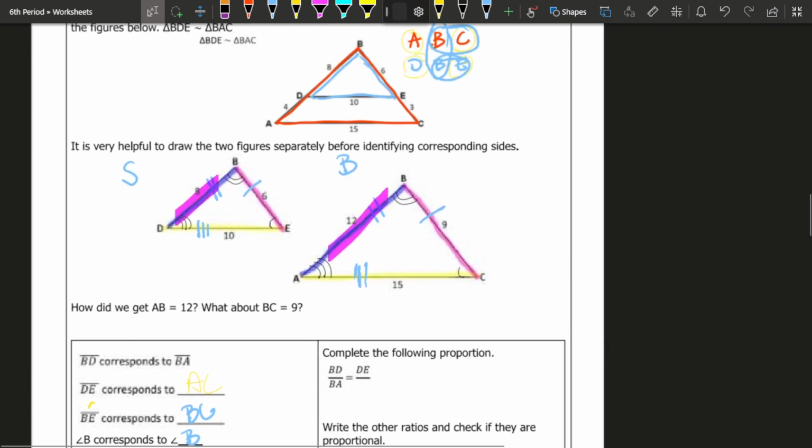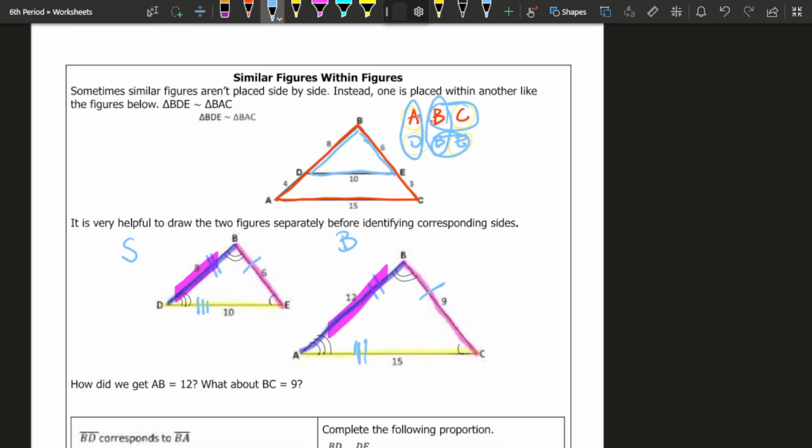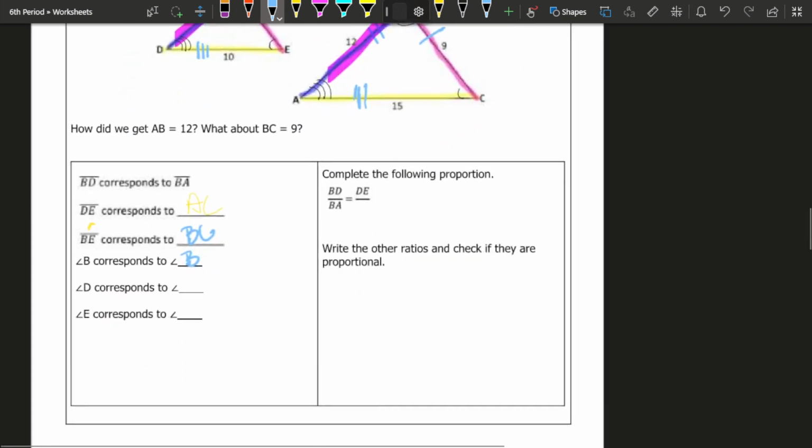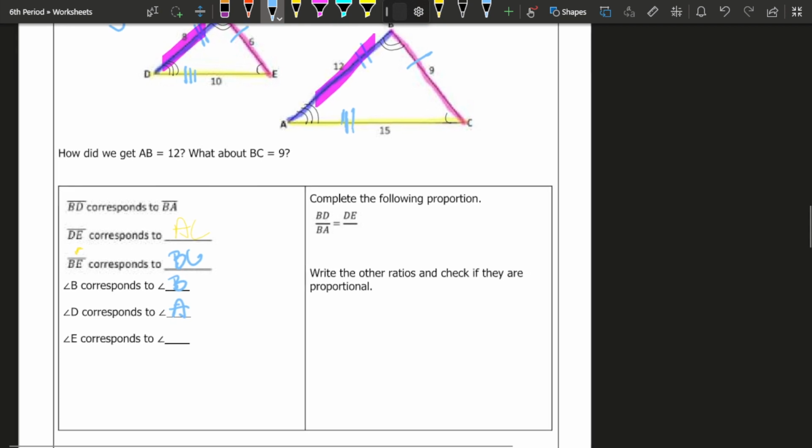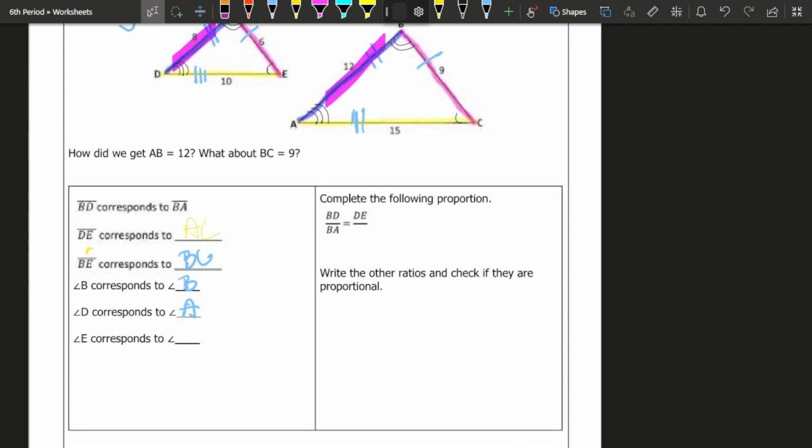Angle D corresponds to A. And if you look at this, how many curves do I have over here? 3. And on A, I also have put in 3. So it makes sense. So this is A. What about E? How many curves do I have over here? Arcs. 1. How many do I have on C? 1. C. Now, on the right side, we're going to complete the proportion.